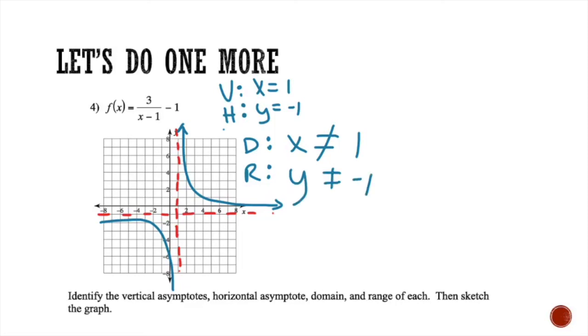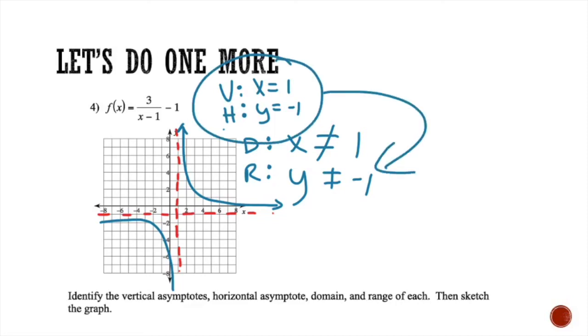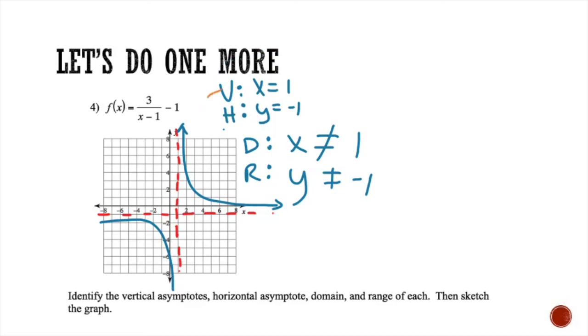So what goes with what up here? These have a partner down here, don't they? The vertical goes with the domain, and the horizontal goes with the range. Okay, all right.